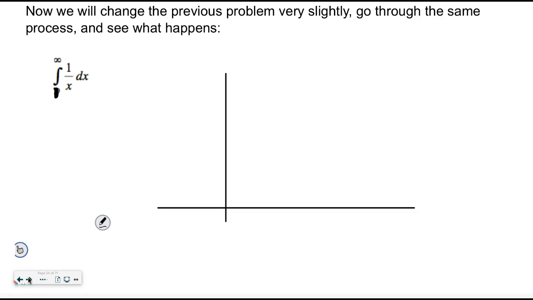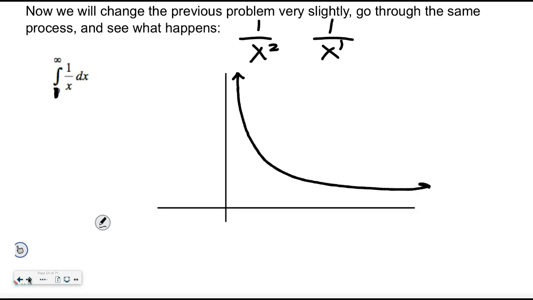The only difference is the last one was 1 over x to the second, and this is 1 over x to the first. We're going to do it the exact same way. Are you ready? Its graph is super similar, too. So it's like this. It's just a little bit more above.